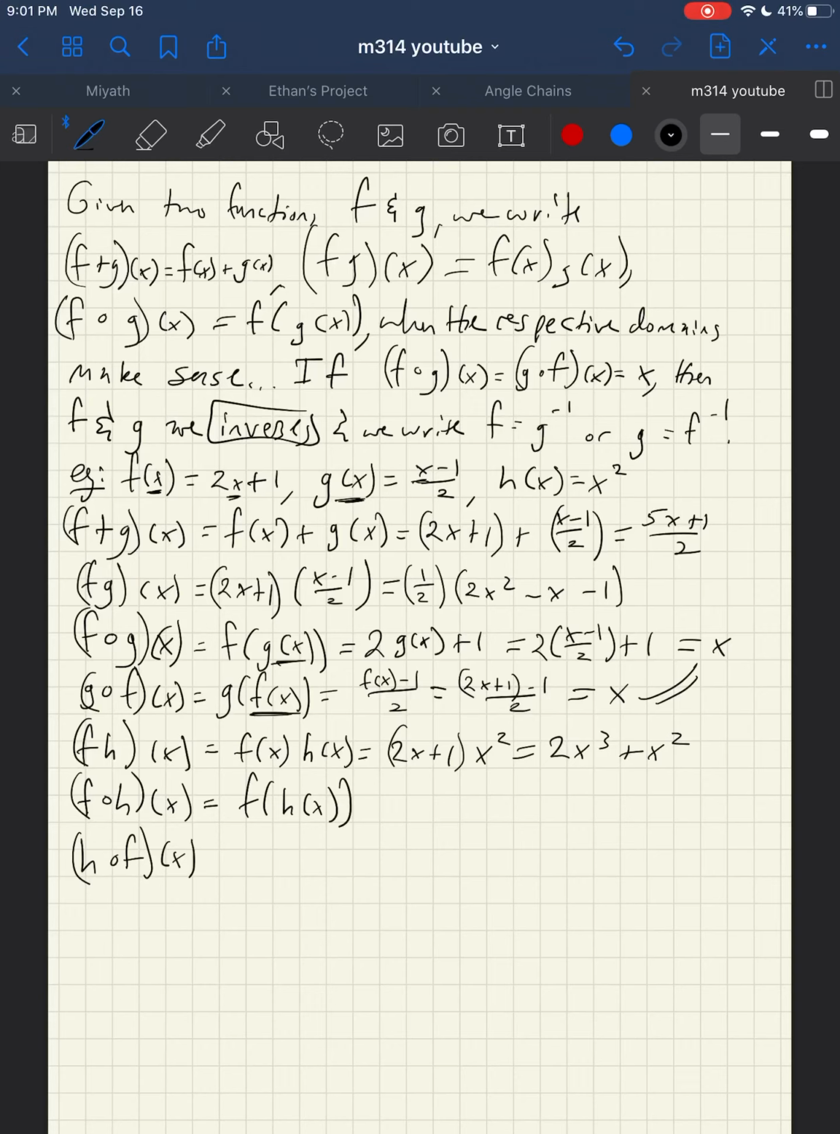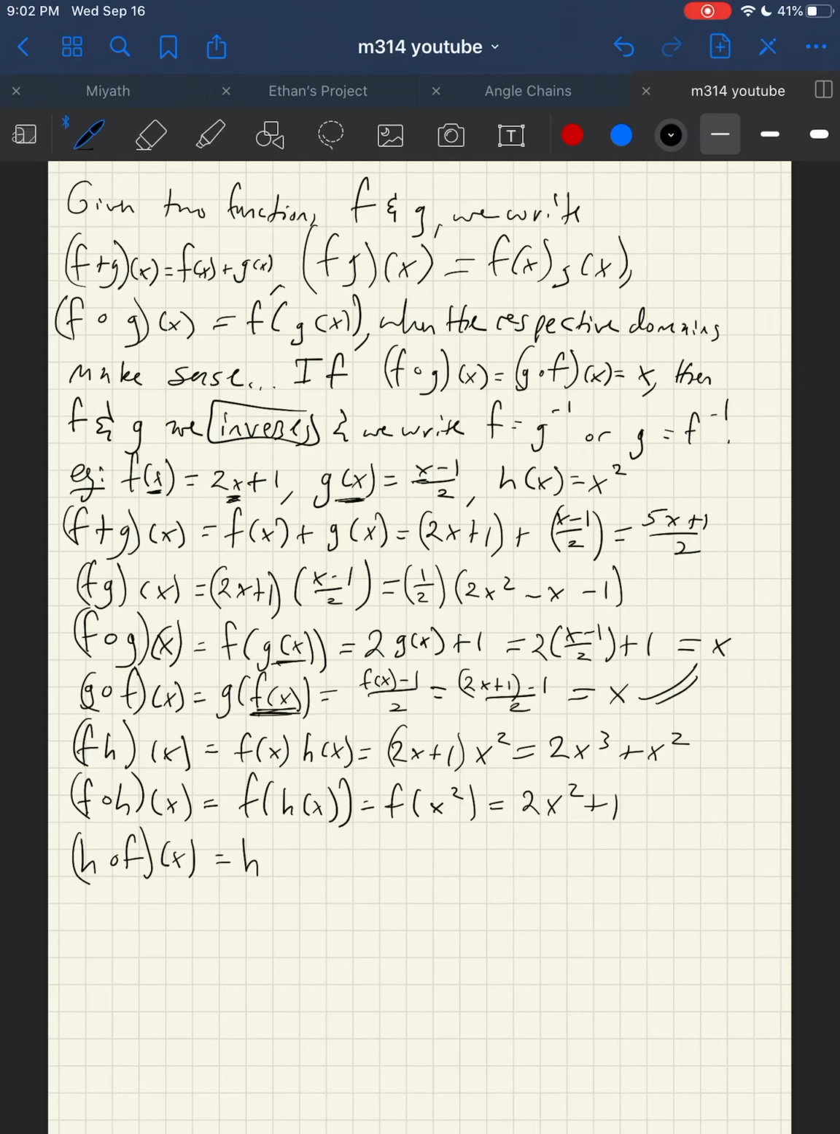Now I've been doing sort of outside in. I've been simplifying the outside and then simplifying the inside. I've been simplifying g then f, or outside then inside. Let's do the inside then the outside. So this is f of h of x. Well, what's h of x? H of x is x squared, so this becomes f of x squared. So I'm simplifying the inside first, or plugging in the inside first. So what does f do to x squared? Well, it multiplies it by 2 and adds 1. So it's 2x squared plus 1.